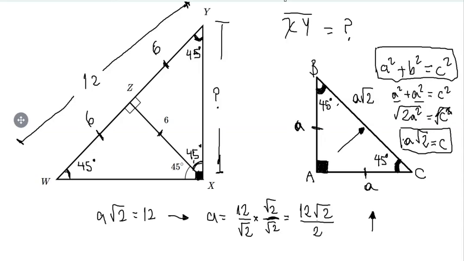Is this all? Can we do anything else? Yes, we can simplify this. 12 divided by 2 is 6. So then the answer would be 6 square root of 2. That would be the value of the segment XY. And if they were to ask you what is the value of the segment WX, right, this side of the triangle, the answer will be the same, 6 square root of 2. Okay?